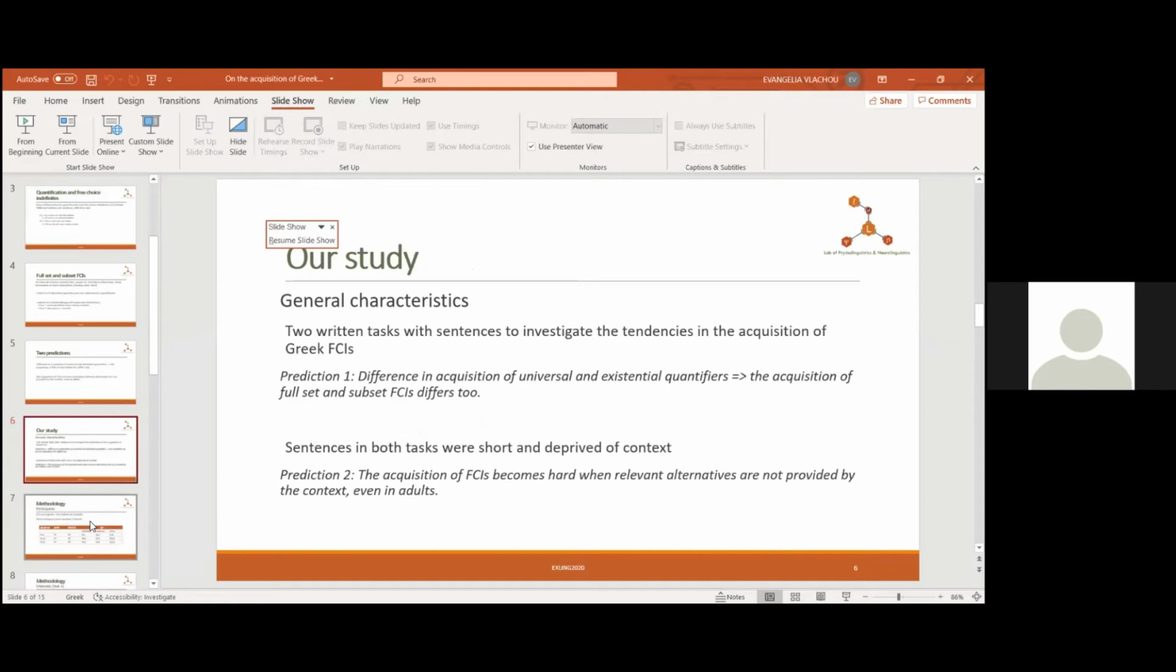To test both predictions, we set up an experiment with two written tasks with sentences to investigate the tendencies in the acquisition of Greek free choice items. Moreover, we made sure that the sentences in both tasks were short and deprived of context.